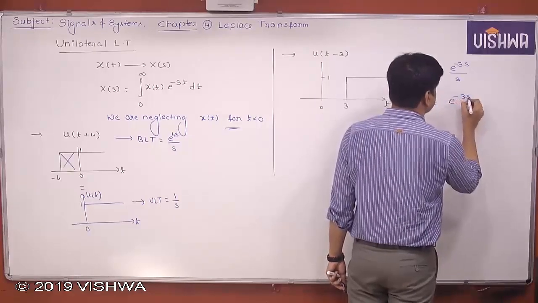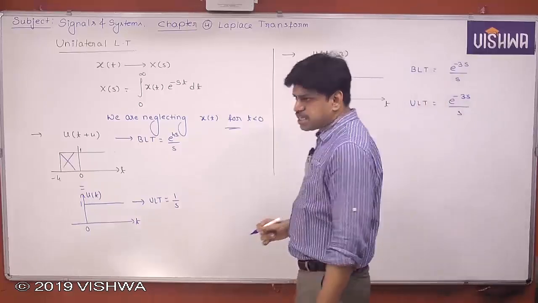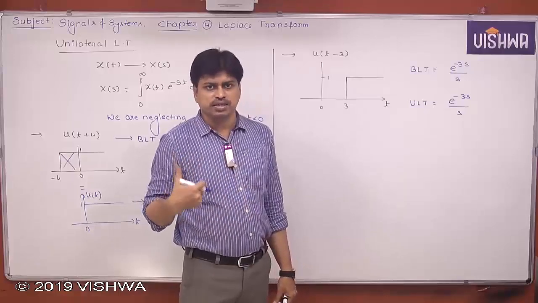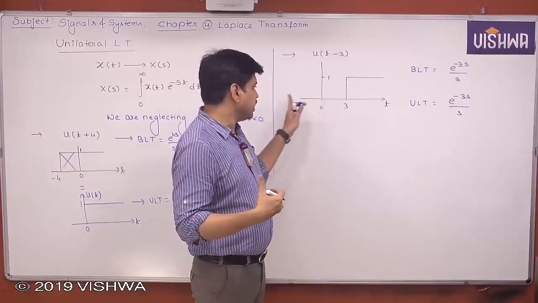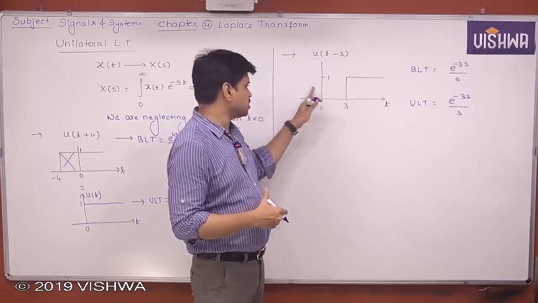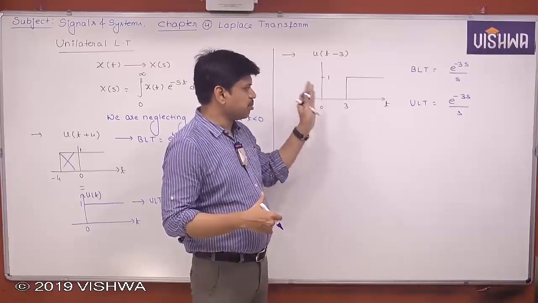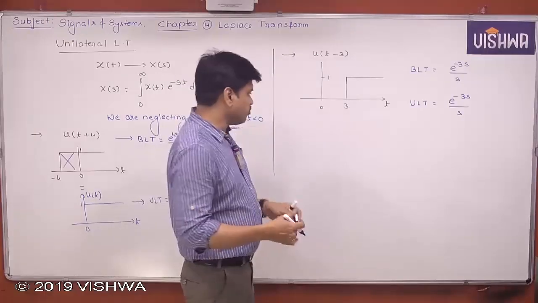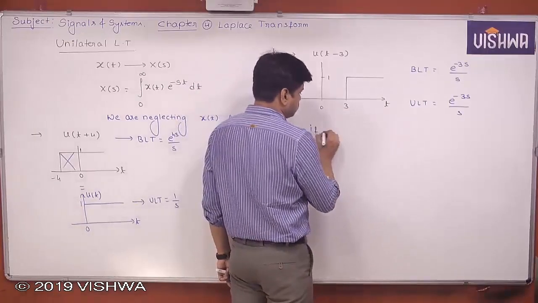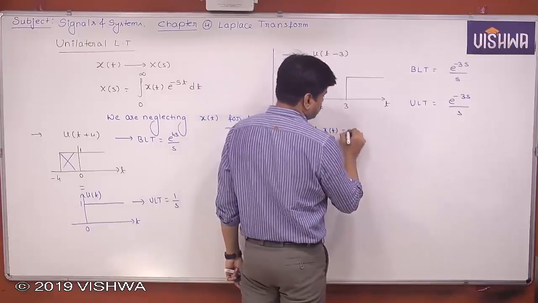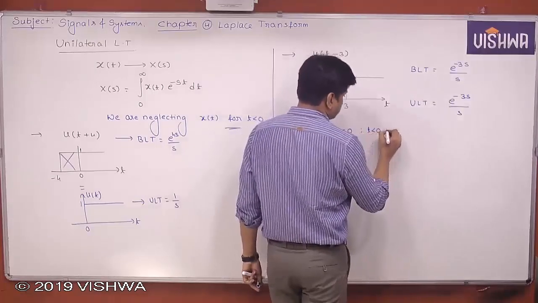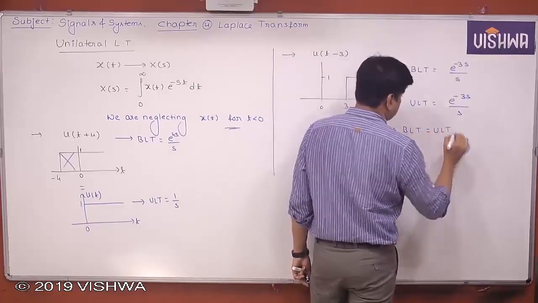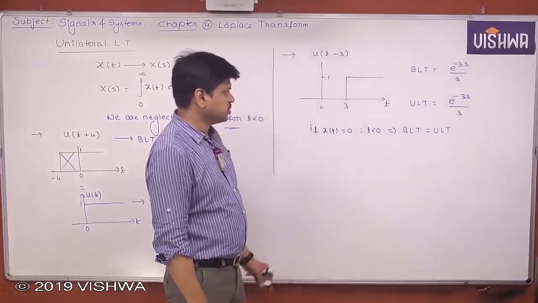If you observe carefully, the unilateral and bilateral Laplace transforms are going to be the same if the signal does not exist in the negative portion of time. So if x of t is equal to 0 for t less than 0, then the bilateral Laplace transform is equal to the unilateral Laplace transform. Understood or not? Clear or not? Take it.